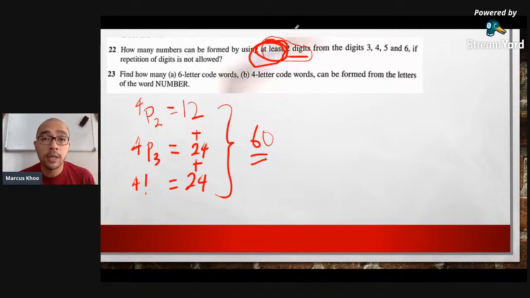The reason I highlight this question is because of this word at least. When you answer the module questions, you will find that this comes up quite often. Because you need to think about what it actually means. 4 digits, 5 digits. At least, at most, begitu.